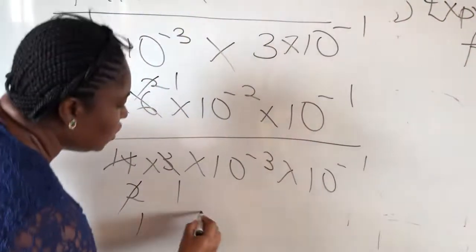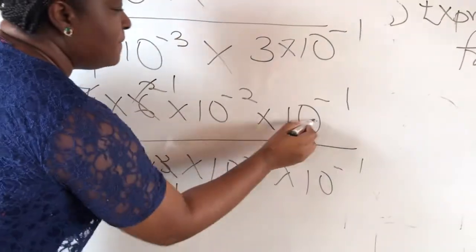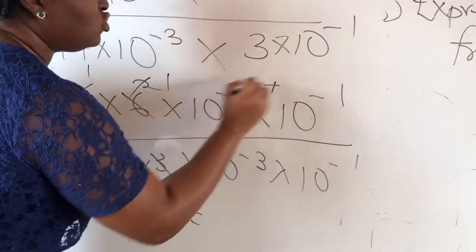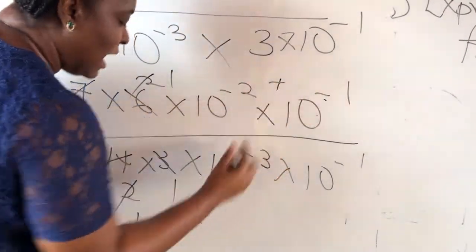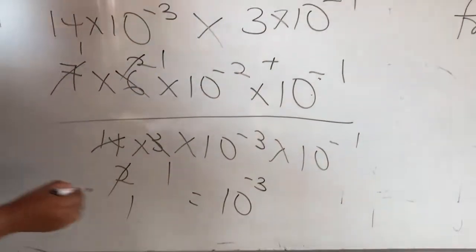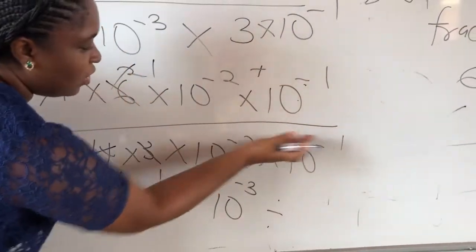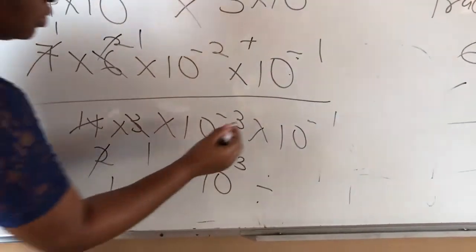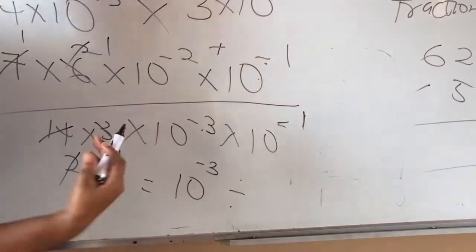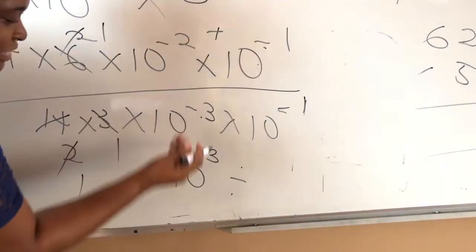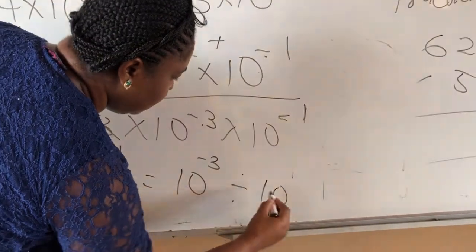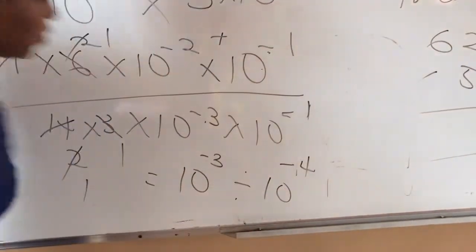So let's come down here. Numbers of the same base, when they are multiplied, what do you do to their power? You add. When you add, we have -3. All divided. Over is the same as division. We have 10 minus 4.